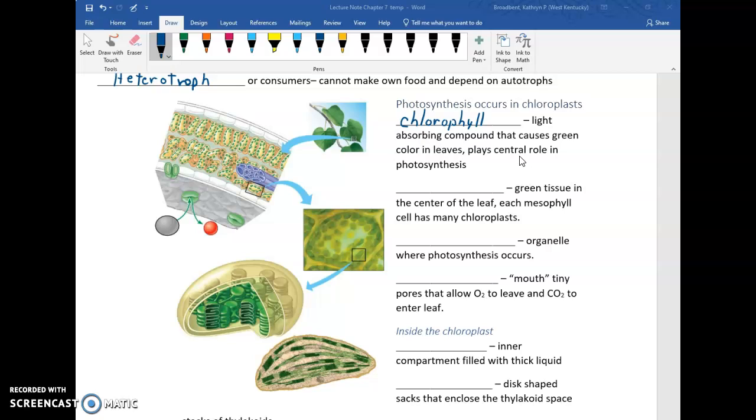If we look at our cross-section of our leaf here, we see cells. There, I've circled one of them. These are mesophyll tissues. These are the green tissues that we find in the center. Meso means middle. So think middle when you think meso. So it's in the middle of a leaf, and each mesophyll cell is going to have many chloroplasts. So chloroplasts, we've already had this when we talked about cells. This is where photosynthesis happens.